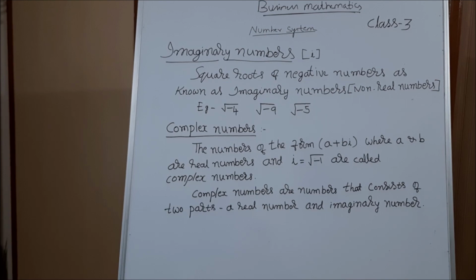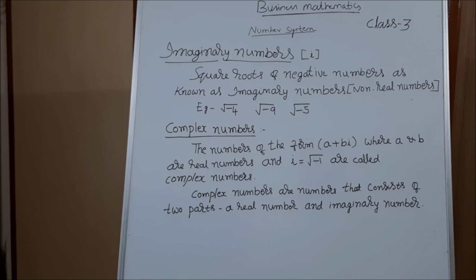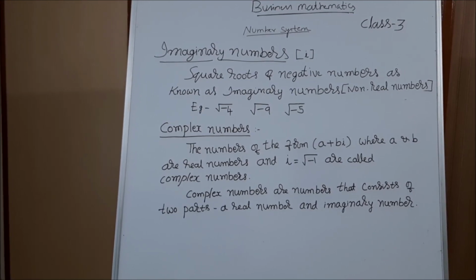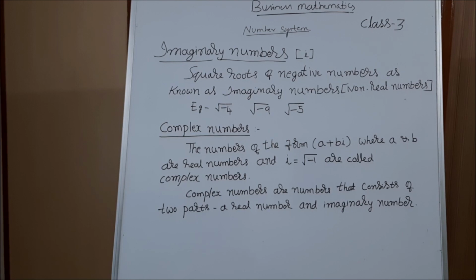Complex numbers are numbers that consist of 2 parts, a real number and an imaginary number. So always remember, a real number is both rational and irrational. Then it includes an imaginary number, which is called a complex number.